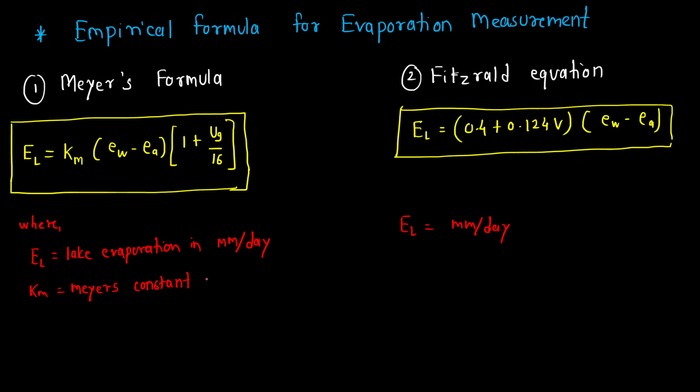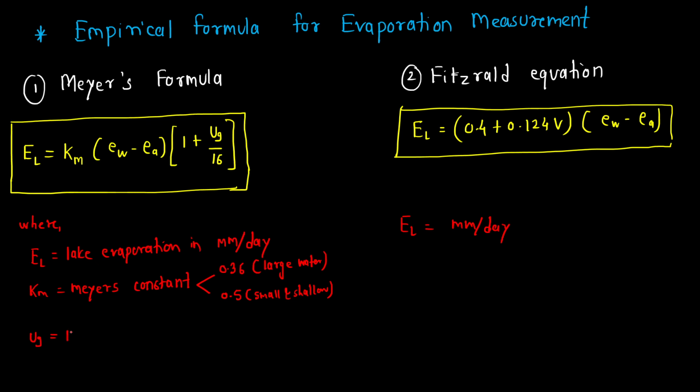The value of Km is 0.36 for large water bodies and 0.50 for small and shallow water bodies. These things are not important, but just keep this in your notes. Shallow water means shallow water bodies. So the value of K is like this. This U9 is called the monthly mean wind velocity.